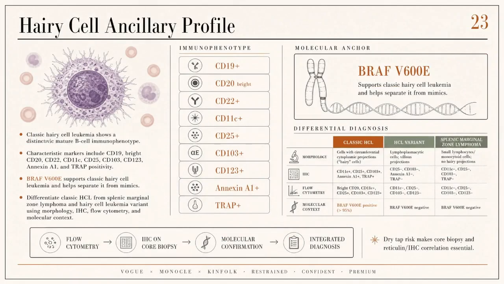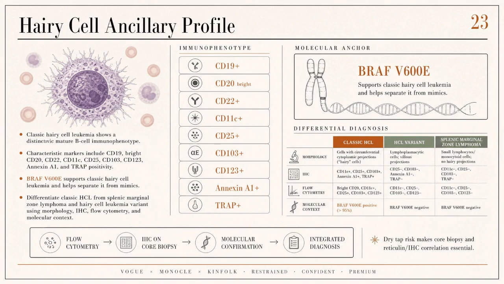Hairy cell leukemia, HCL, presents a unique challenge in pathology and histotechnology due to its overlapping morphological features with other B-cell lymphoproliferative disorders and the necessity for precise immunophenotypic and molecular characterization. Understanding the ancillary profile of HCL not only sharpens your diagnostic acumen, but also highlights the critical role of specimen triage, fixation, staining quality, and the judicious use of ancillary studies such as flow cytometry, immunohistochemistry, and molecular testing.